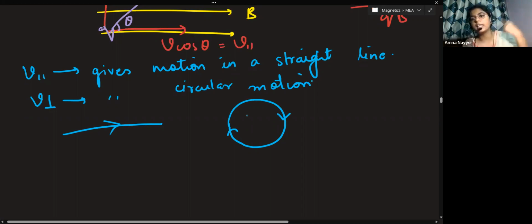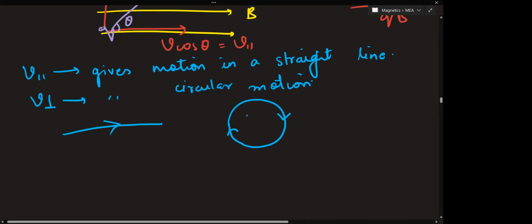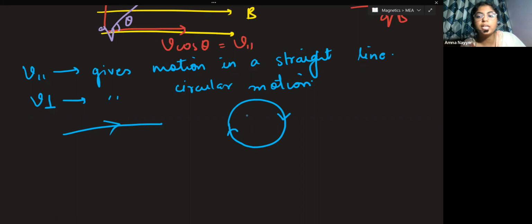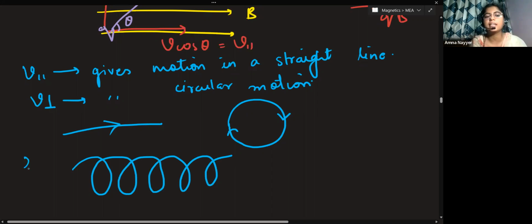So forward also and circular also. Can anyone think what this motion is? I haven't disclosed the name. See, forward, then a circular motion. The parallel component will push forward, and the perpendicular will give circular. Forward, circular. This motion is known as helical.